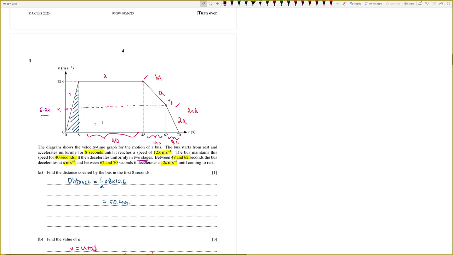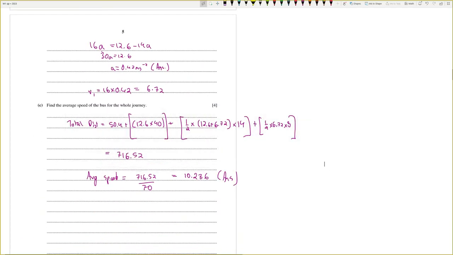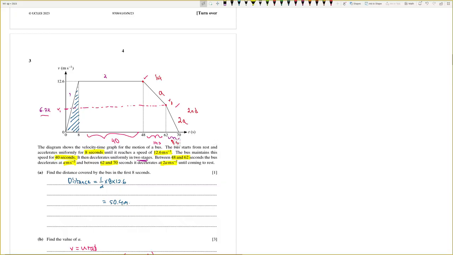So for the trapezium, it's going to be half into a plus b into height. So half into 12.6 plus 6.72 into height, which is 14. And for this triangle, it's going to be half into 8 into 6.2, half into base into height. So if you add all of these up, you're going to get the total distance. And the total time traveled is 70 seconds.